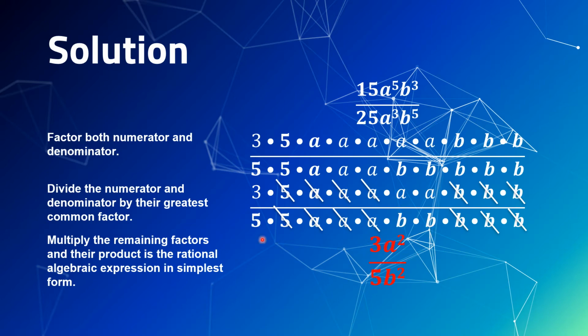So we have here, multiply the remaining factors. The remaining factors in the numerator are 3 times A times A. Then the denominator is 5 times B times B, which is equivalent to 3A squared all over 5B squared.